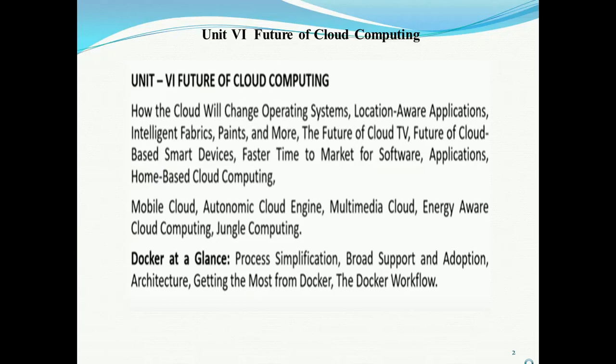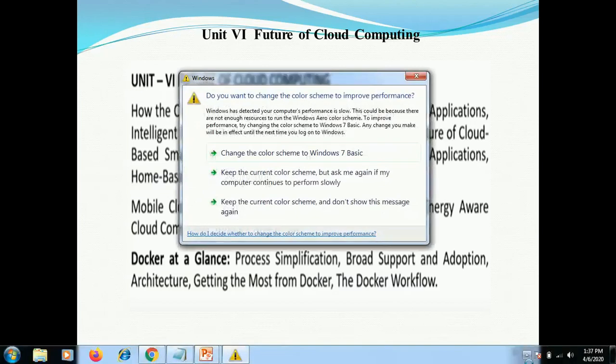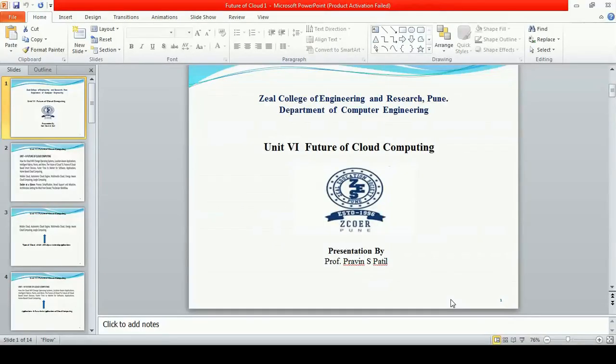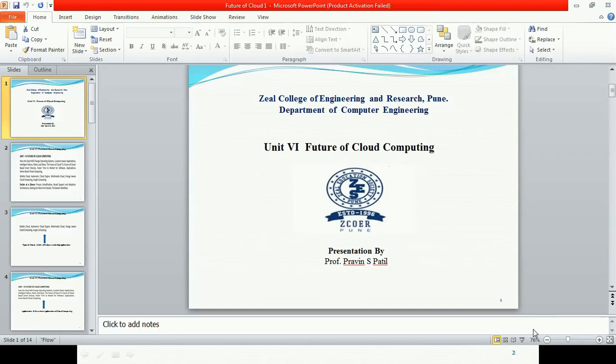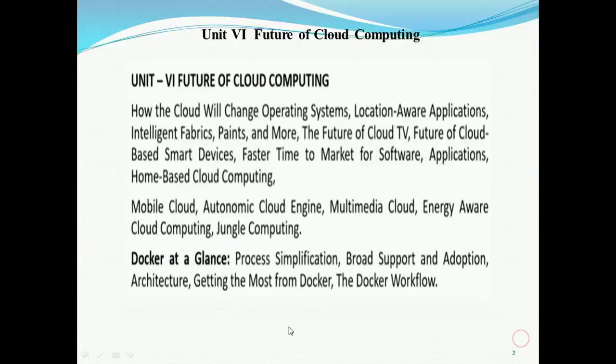The second part, types of cloud: mobile cloud, autonomic cloud engine, multimedia cloud, energy-aware cloud computing, jungle computing. Third part, Docker at a glance: process simplification, broad support and adoption, architecture, getting the most from Docker, the Docker workflow.